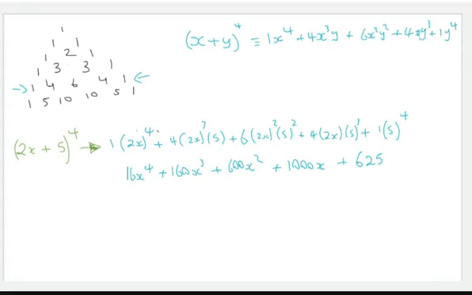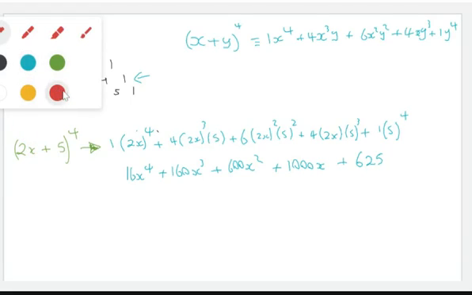For the most part, to be fair, your calculator can do most of the simplification. You can actually input that exactly as it is, obviously without the x, and the calculator will give you the coefficients. But that's pretty much it for expanding things like that.